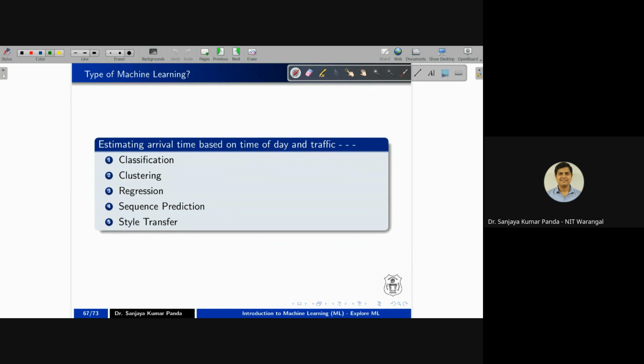The next one is estimating the arrival time based on the time of day and traffic, which you experience in Google Maps. It is a regression problem. I already told you, right? From X location to Y location, you can draw a line. So it is an example of regression. The last one, translating between two languages, Hindi to English, or let's say Tamil to Telugu. It is a style transfer, right? Yes, style transfer. You are moving from one language to another language.